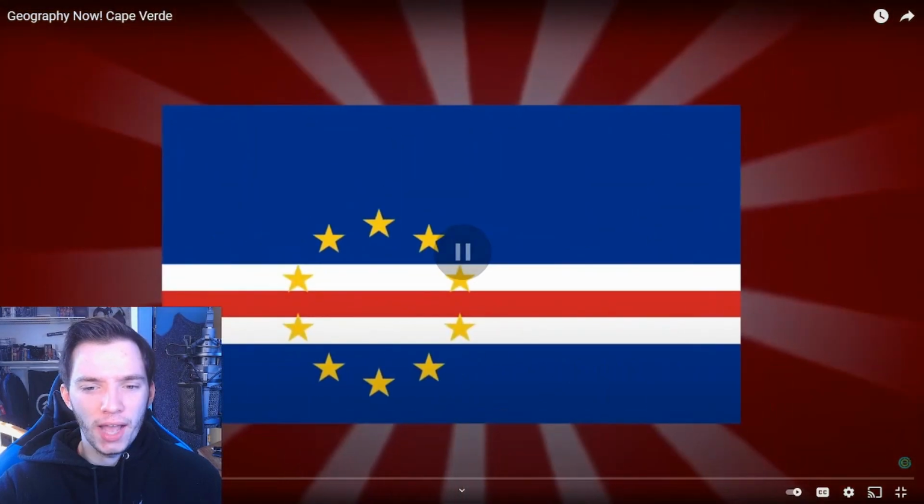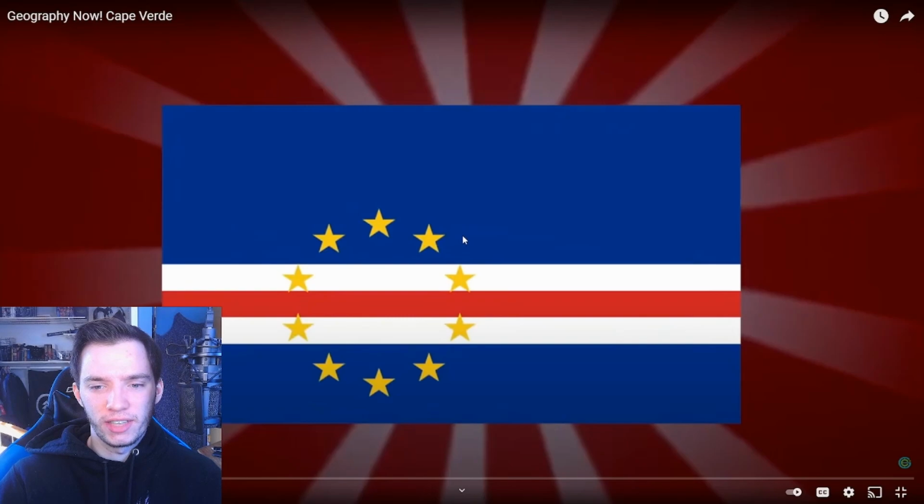Ooh, I like the flag. I like the flag because this is different. It doesn't have the stars dead center or in the top right or in a corner. It just has them slightly off center. I like that. Unique. I also like the color scheme here.